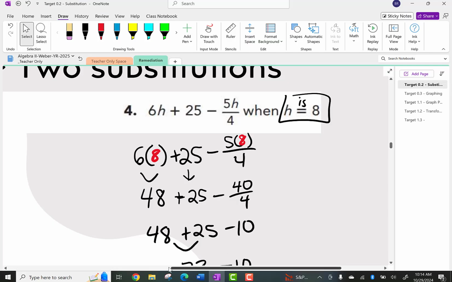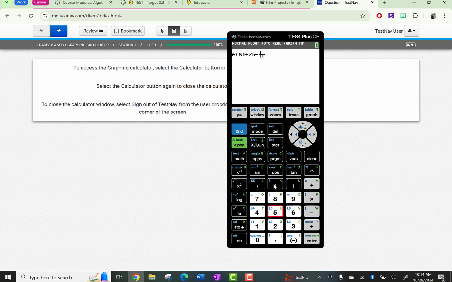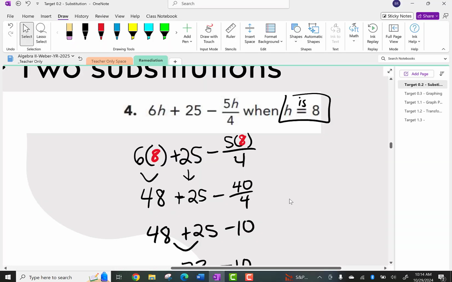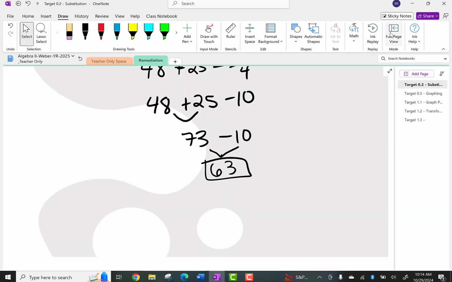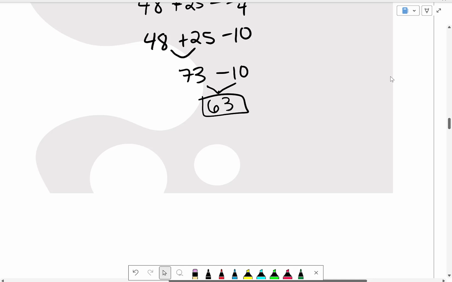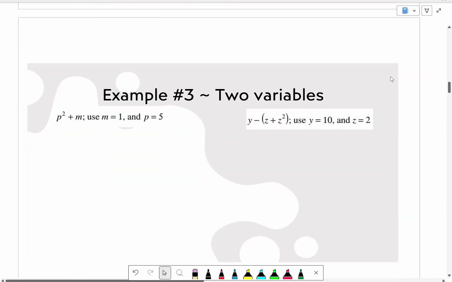So we have 5 times 8 over 4. So I'm going to do 5, parentheses 8, bottom 4. Answer 63, which is what we got, so that is correct. All right, we're moving on to the next type.